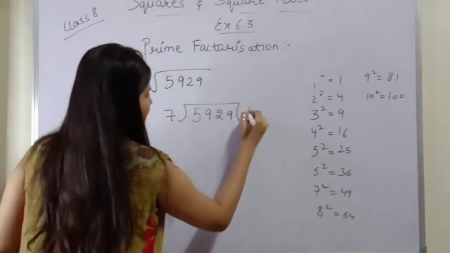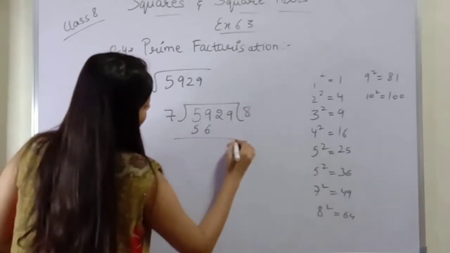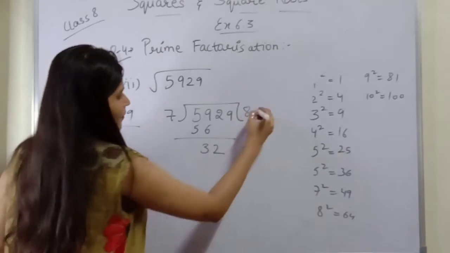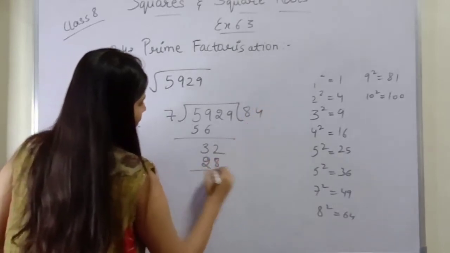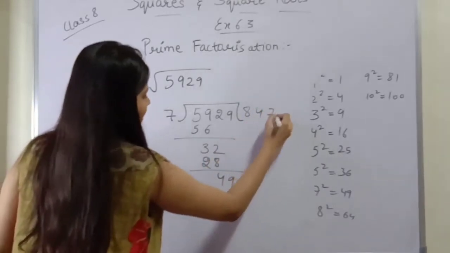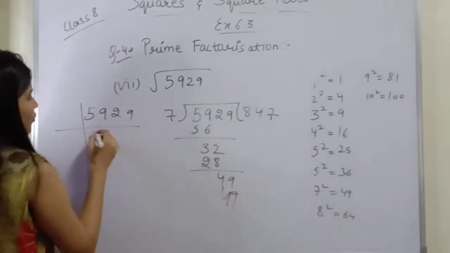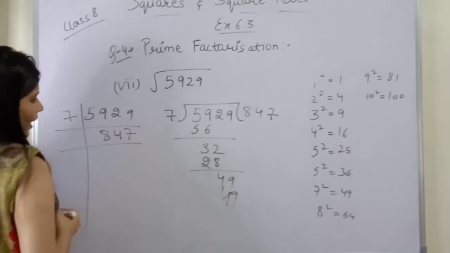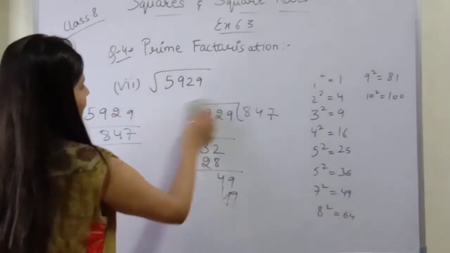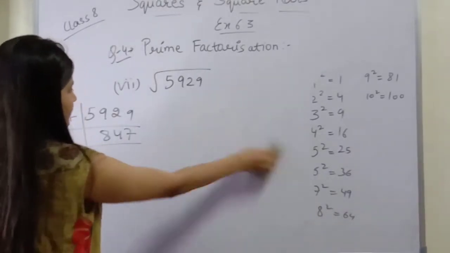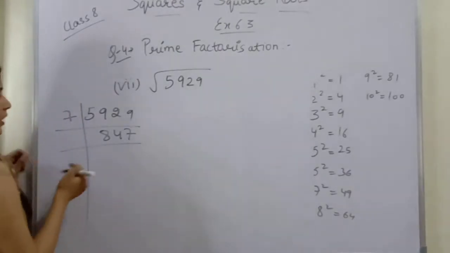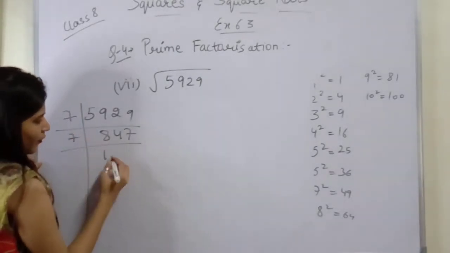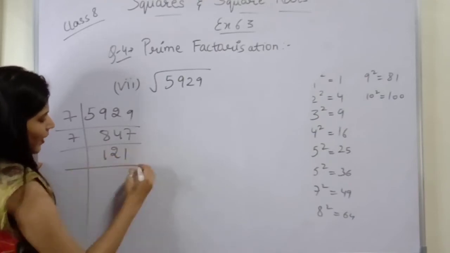Let's check by 7. 7 8s are 56, 32, 7 4s are 28, 49, 7 7s are 49. ठीक है, so it means that 7 847s are 5929. Okay, so now again 7 1s are 7, 14, 7 2s are 14 and 7 1s are 7.